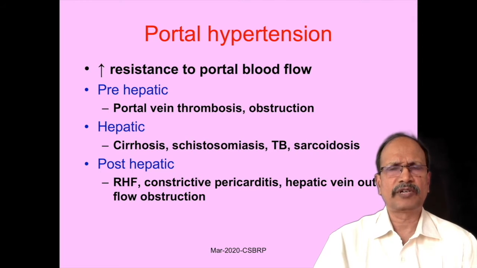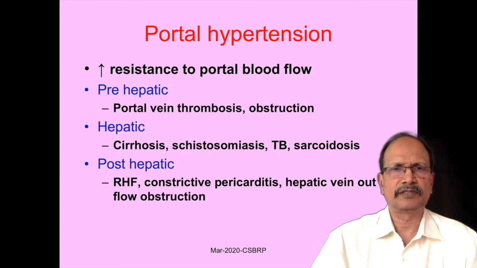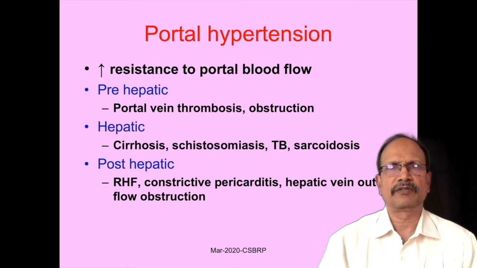lymph node in the porta hepatis can cause obstruction, or sometimes hydatid disease can occur in the intra-abdominal area, or it can occur in the liver, which may cause pressure symptoms over the portal vein and cause portal hypertension. If you look at hepatic causes, the main thing is cirrhosis of the liver, and in addition to that, schistosomiasis, tuberculosis, sarcoidosis also can cause obstruction and thereby increase the tension in the portal area.